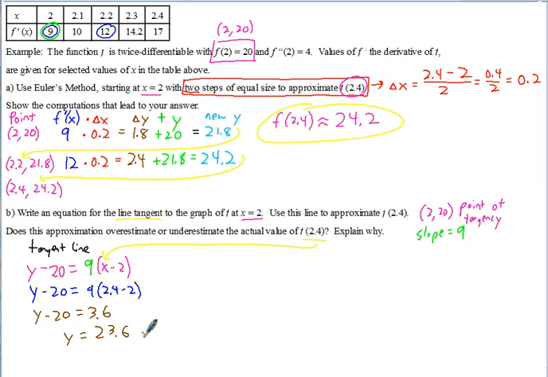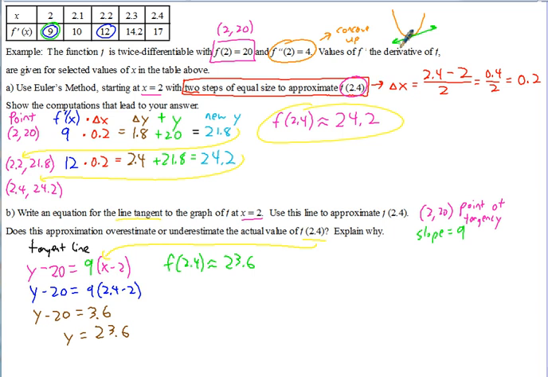And it also asks, does this approximation overestimate or underestimate the actual value of f of 2.4? So our approximation using the tangent line for f of 2.4 is approximately 23.6, and it's not too far from 24.2 using Euler's method. But to tell if the tangent line overestimates or underestimates the actual value, you look at concavity. What it tells you right here, f double prime of 2 is 4. That means the graph is concave up. If it's concave up, you can see the tangent line is underestimating the graph.